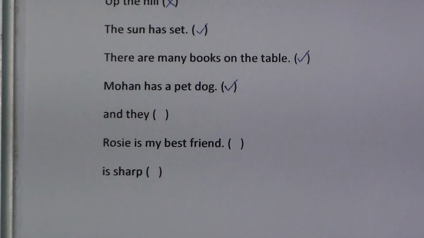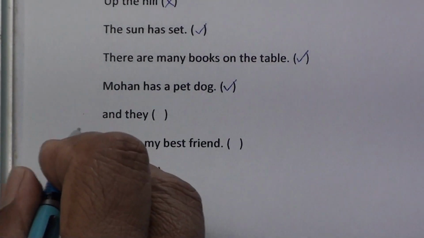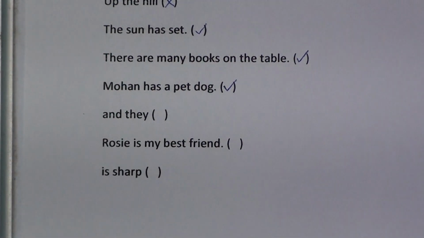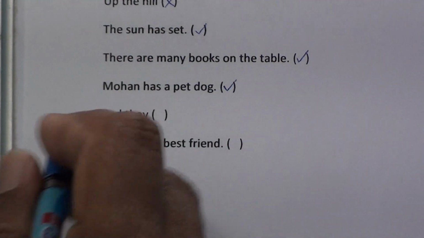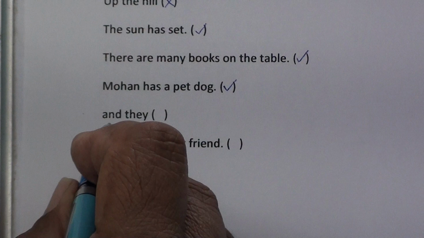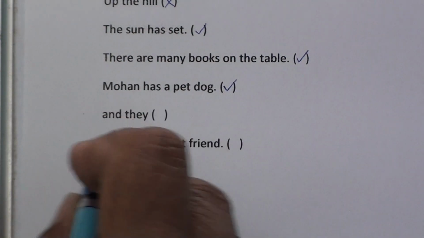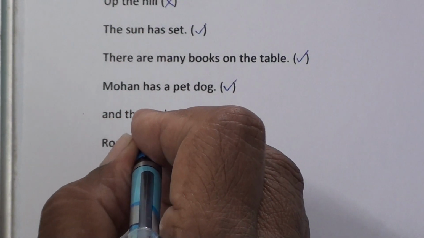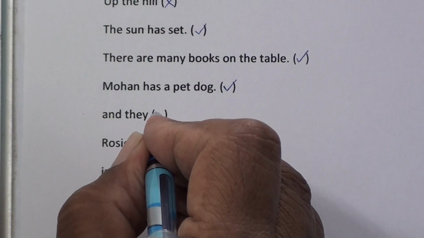Now, another set of words. And they. Does it make any sense? No, it doesn't make any sense. And they makes no sense. So, it's not a sentence. Therefore, we will put a cross against it.